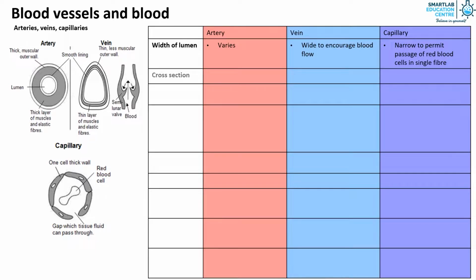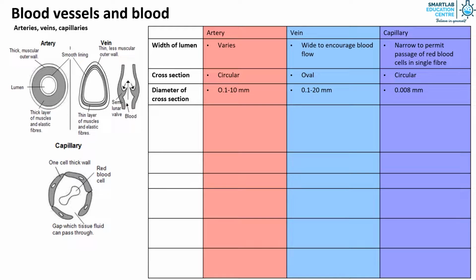Second, the cross-section. For the artery and capillary it is circular, whereas for the vein it is oval. Third is the diameter of cross-section. For the artery it is between 0.1 and 10 mm, for the vein it is between 0.1 to 20 mm, and for the capillary it is 0.0008 mm.